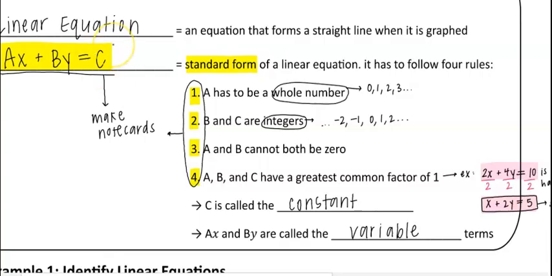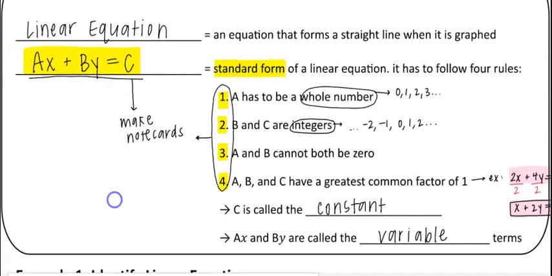C over here is called the constant because it doesn't have a variable on it, and ax and by are called the variable terms.